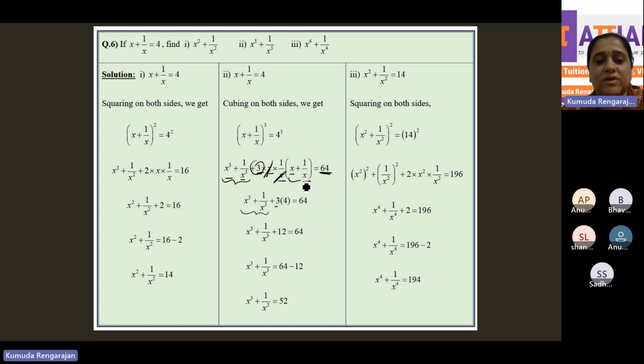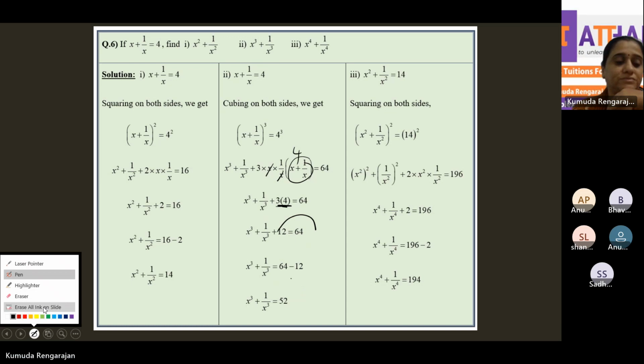And the value of x plus 1 by x is 4. Correct? This gets cancelled. So 3 into 4, because the value here is 4. So x cube plus 1 by x cube plus 3 into 4 is equal to 64. 3 4s are 12. So plus 12 on the other side, minus 12, so 52.